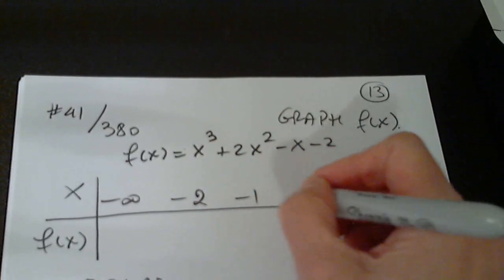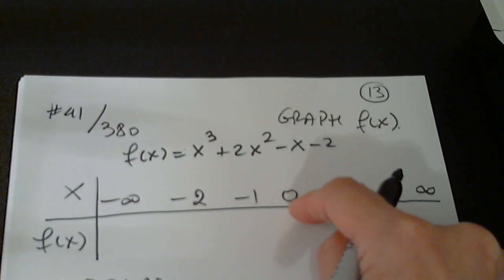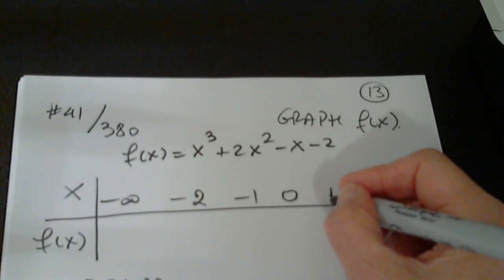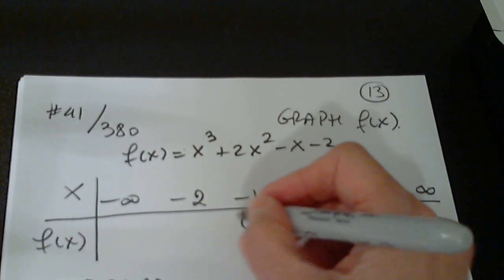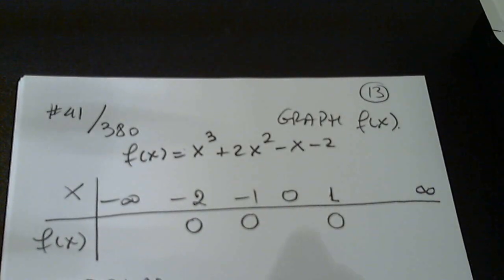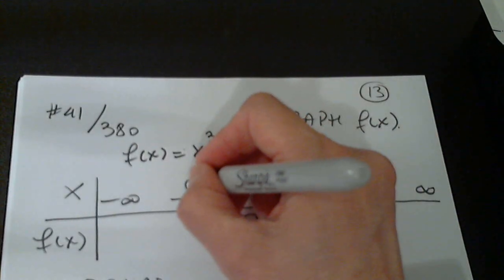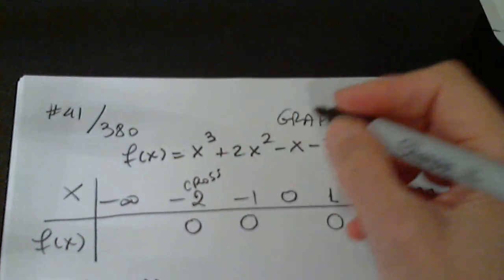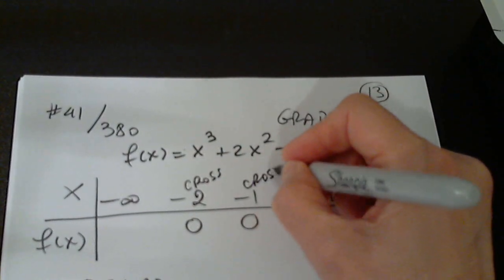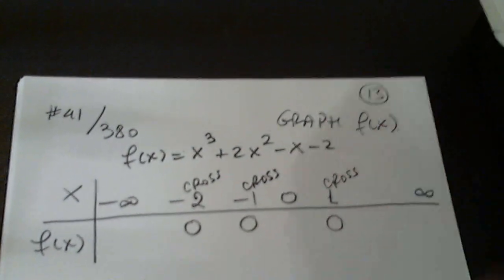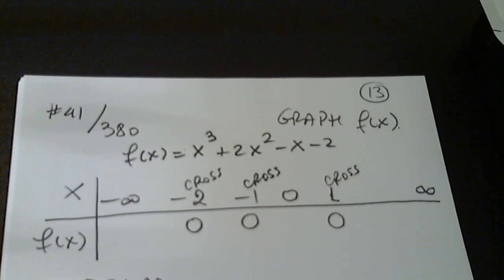I put them now in the table in the correct order. Negative 2, negative 1, 0 has to be in the table no matter what, and 1. All these appear once, so at the top I will write cross. Regular cross. No slowing down, no flat, nothing. Just regular cross because all solutions appeared once.